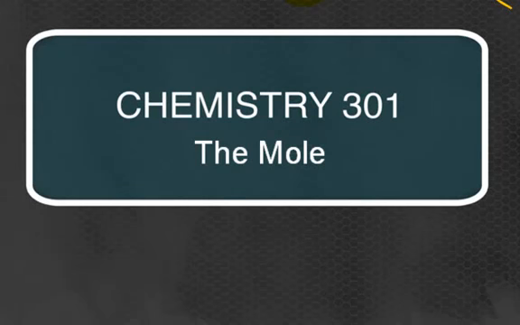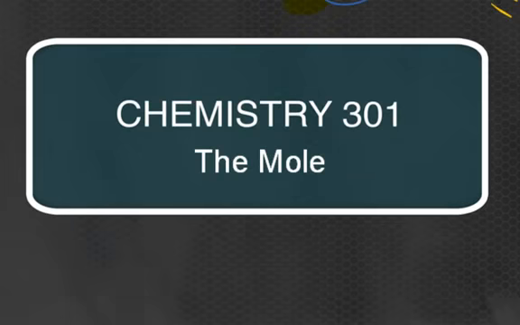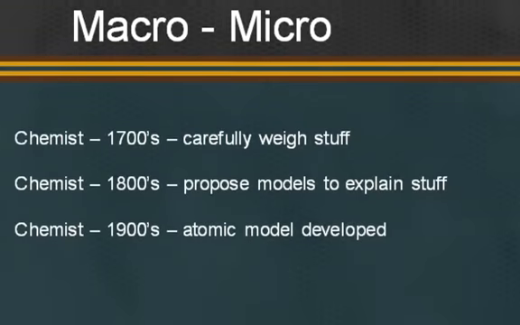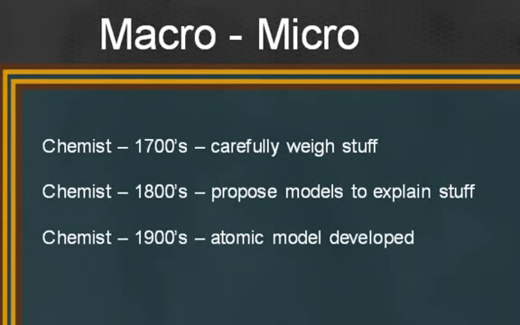The mole. Chemists have needed a method to convert from measurements made on the macroscopic scale to the models of matter that exist on a very, very different scale, the atomic scale. Fortunately, we have the mole. The mole helps us go from the macroscopic measurement to the models on the microscopic scale. This hasn't always been the case, of course.